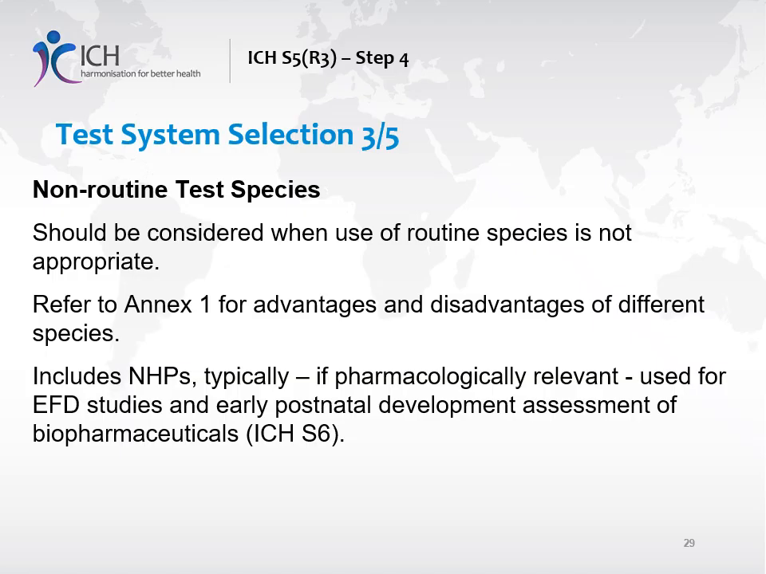Non-routine test species. Species other than the rat, mouse or rabbit can be used to evaluate the effects of pharmaceuticals on various reproductive stages. When considering the use of other species, their advantages and disadvantages should be considered in relation to the pharmaceutical being tested, the study design and selected endpoints, and the ability to extrapolate results to the human situation. Non-human primates should be considered a non-routine species.